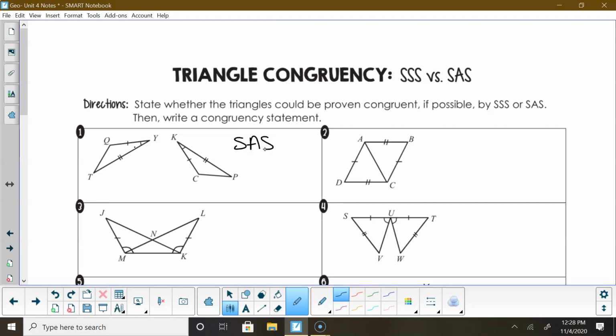Alright, if I look at number 2, I've got onesies, twosies, what about that middle line? Can I say that that middle line is congruent to itself? So this one is now side, side, side. Alright, take a second, see what you can fill in on the rest of them. There are a couple tricky ones, so skip them. But do the ones that you think you've got.